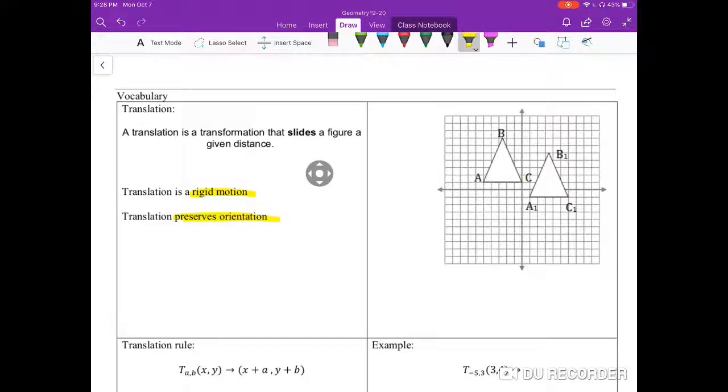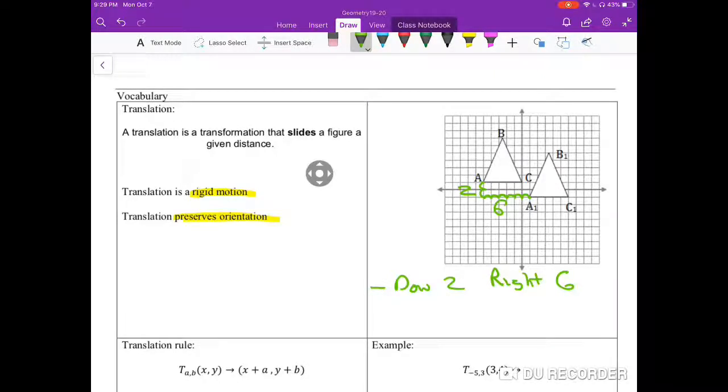Alright, so if we look at the graph we have to the right here, we have two triangles. We have triangle ABC, and we have triangle A prime, B prime, C prime, or the way they labeled it was A1, B1, C1. That's fine. So what took place here? How far did the triangle slide, and in which direction? The way that I would look at this is it slid down 2 and to the right 6. So we could write this plainly by saying that it was down 2 and to the right 6.